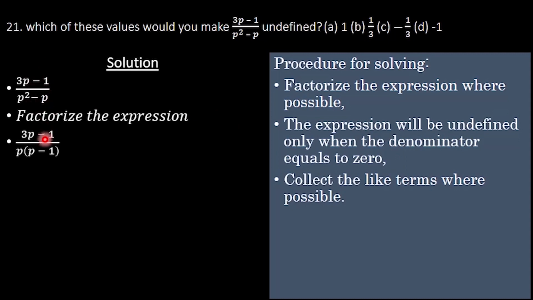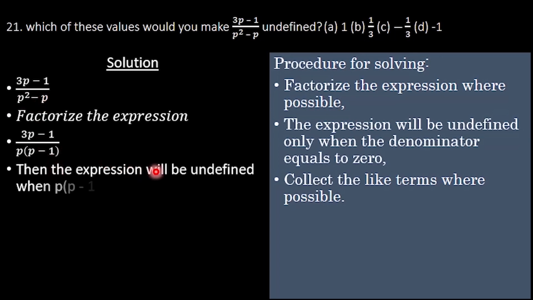For us to factorize this expression, we know that it's only the denominator that can be factorized. Now let's check what is common in the denominator here. We have p in common, then p divided by p squared, we have p. Now p divided by minus p, we have minus 1. For the expression to be undefined, we need to make the denominator equal to 0. We now have p equals 0 or p minus 1 equals 0.